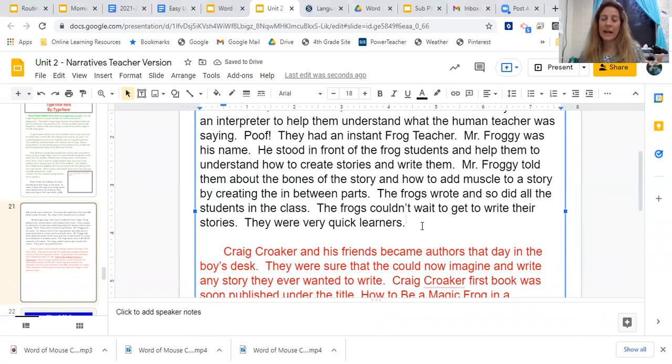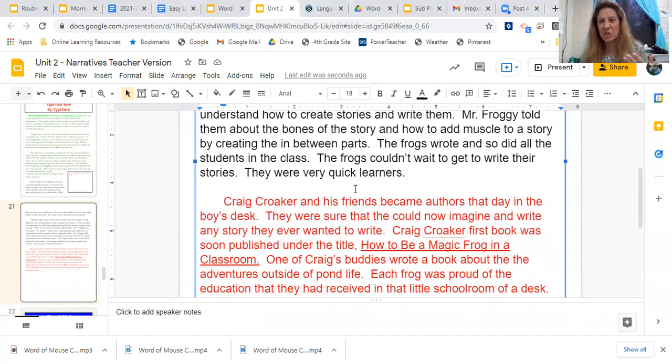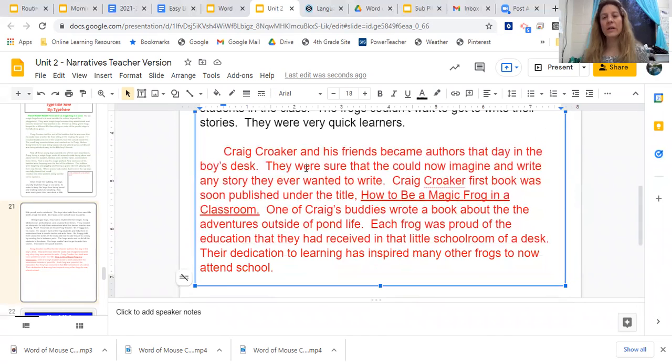So now I'm going to go into my ending. I'm working on the ending of my bones. I'm going to turn that red. Craig Croker and his friends became authors that day in the boys' desk. Very quick learners. You don't become authors that fast, but these little froggies don't have a long life, so they need to be learners really fast. They were sure that they could now imagine and write any story they ever wanted to write.